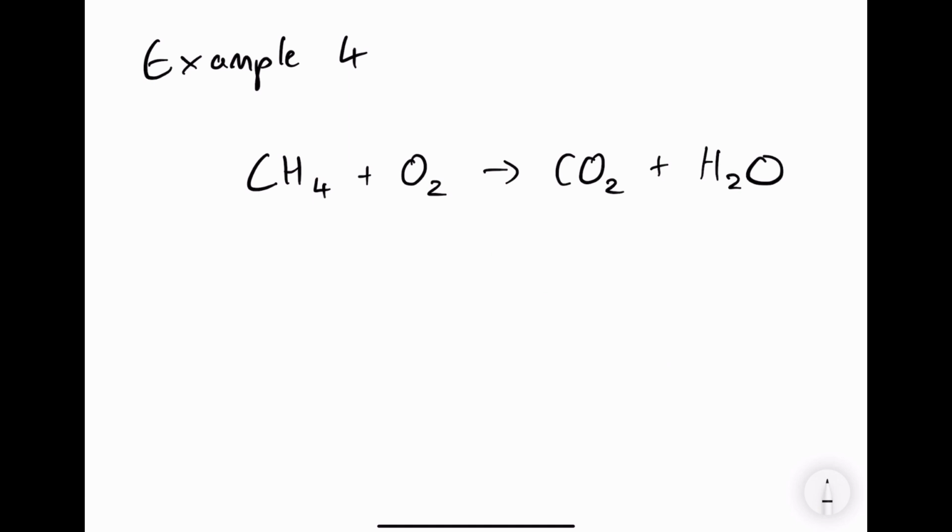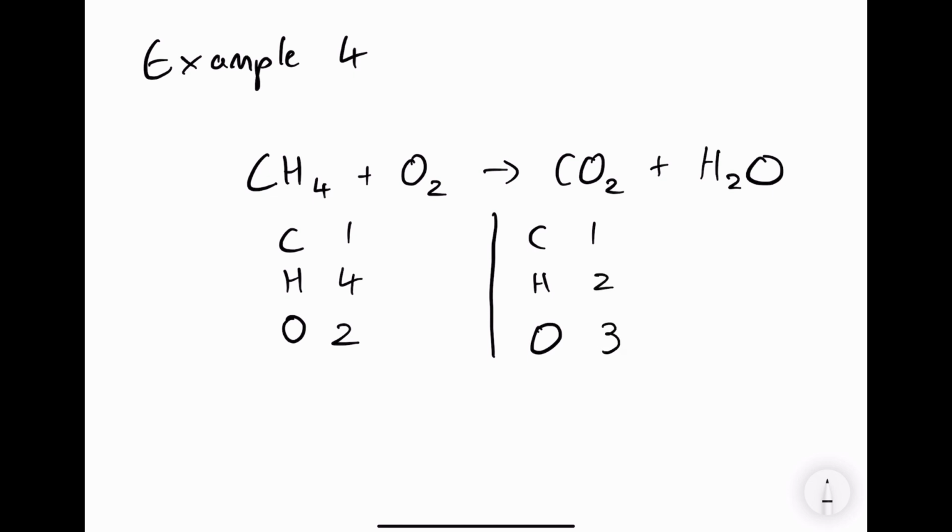Our next example is going to be methane plus oxygen gives you carbon dioxide plus water. Now the hydrogens aren't balanced and the oxygens aren't balanced. So what I'm going to do here is multiply the water molecule by 2. This will balance the number of hydrogens, and this will bring our total number of oxygen atoms to 4. And then I'm going to add a 2 in front of the oxygen on the reactant side to bring the total number of oxygen atoms on the reactant side to 4, and then we've balanced the chemical equation.